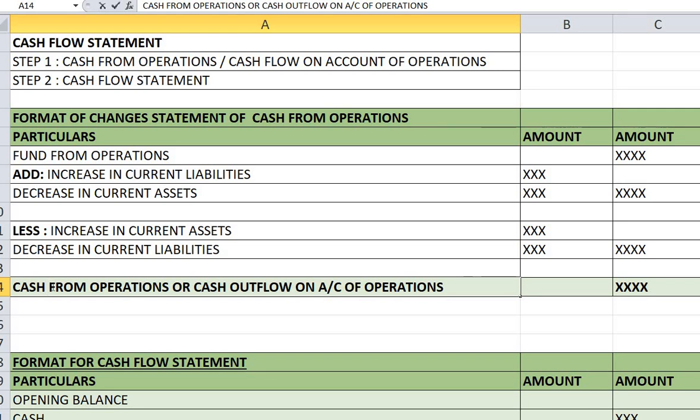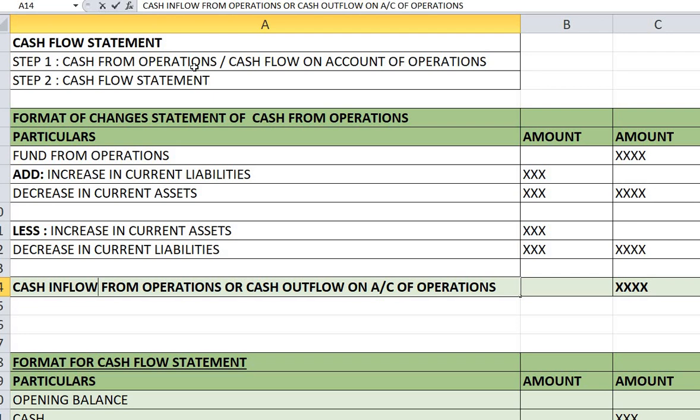So it is cash inflow from operation or cash outflow on account of operation. This is a simple format of preparation of the statement of cash from operation, or simply the format of cash from operation. This is a very important internal source which is used to calculate the cash flow statement. So this is a simple format.